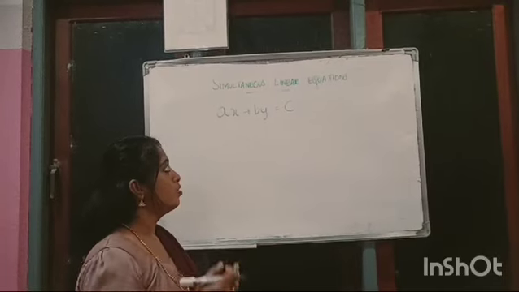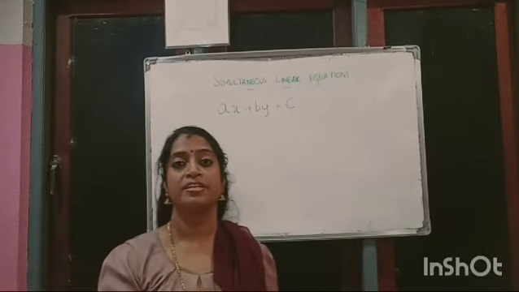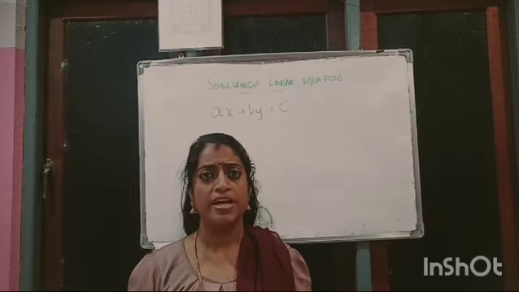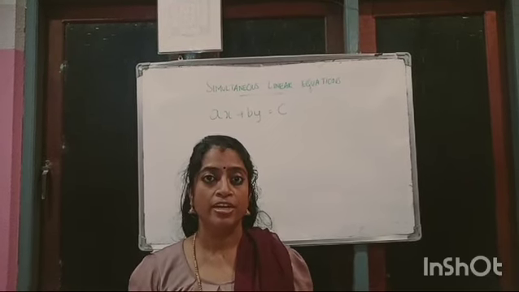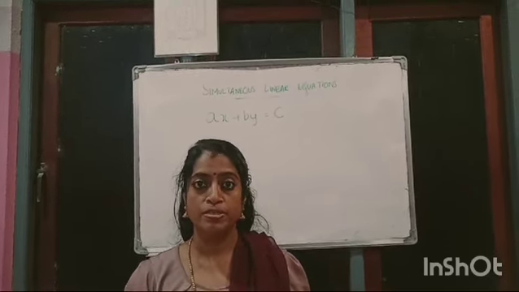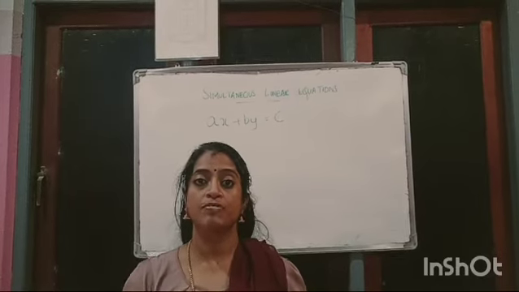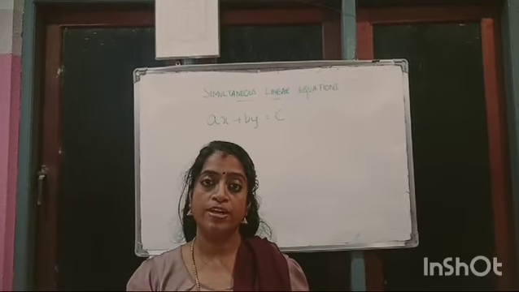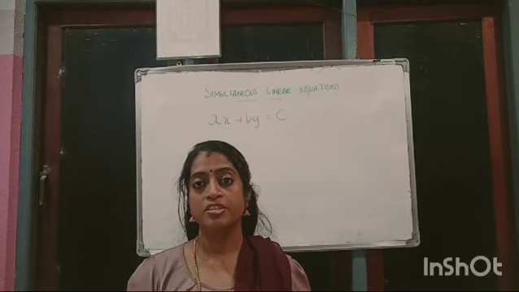So, when we are solving simultaneous linear equations, simultaneous means at the same time. When we get the value and substitute the values, both the equations will be satisfied by the same value of x and y. Let us check.